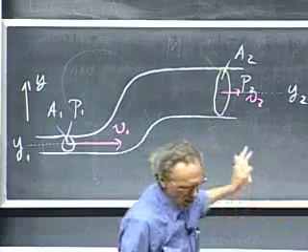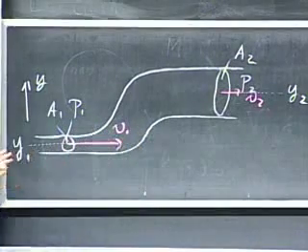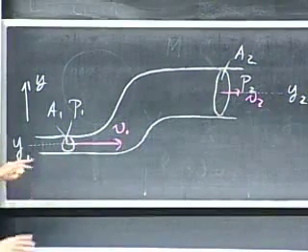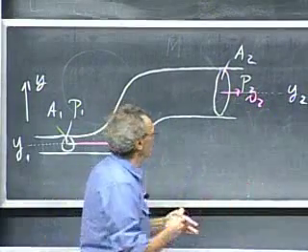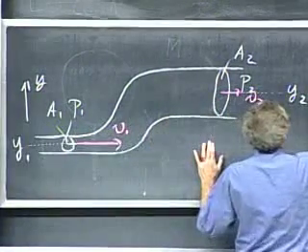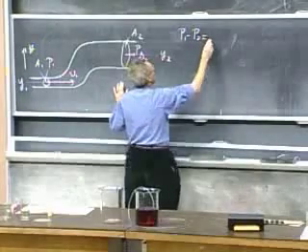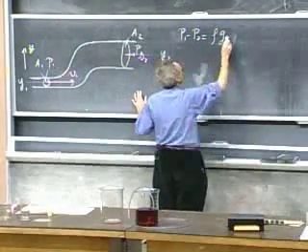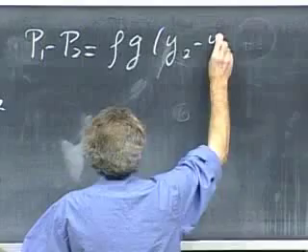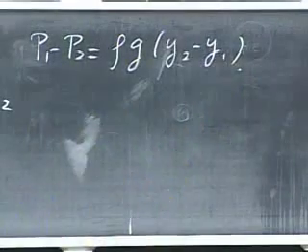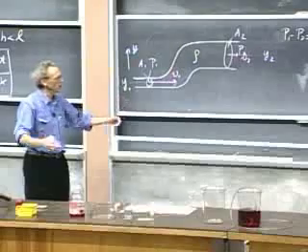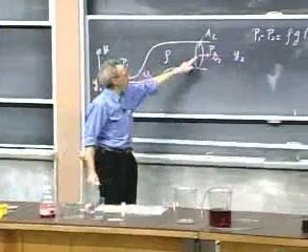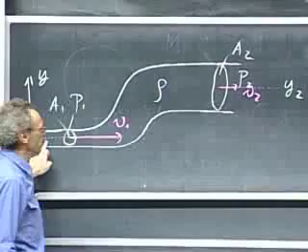Now, if this fluid were completely static, if it were not moving, so forget about V1 and forget about V2, it's just sitting still, then P1 minus P2 would be rho g times (Y2 minus Y1), where rho is the density of the fluid. That's Pascal's law. So we'd just be sitting still, and we know that the pressure here would be lower than the pressure there.